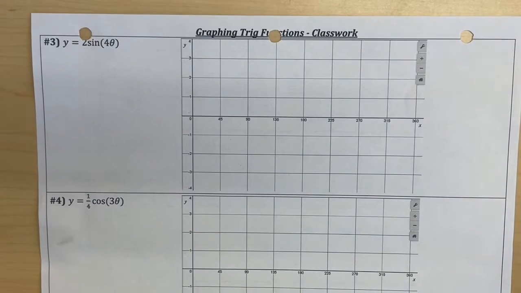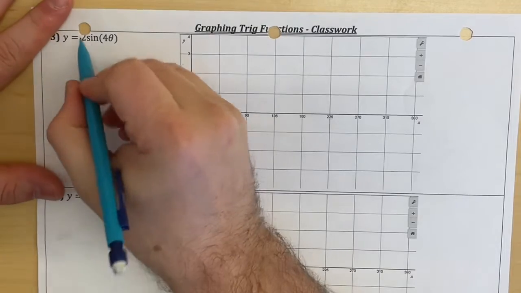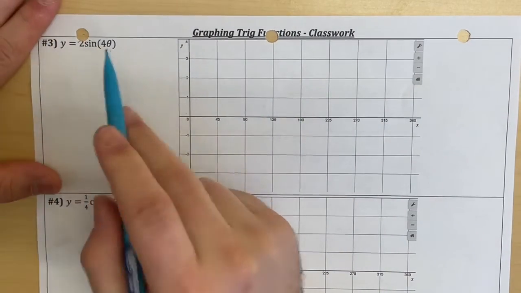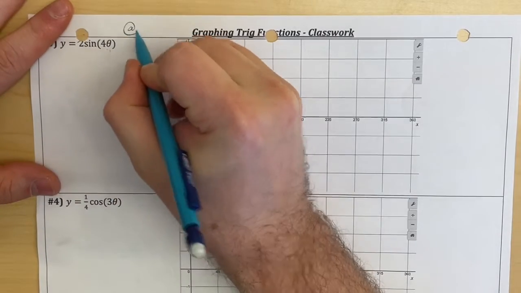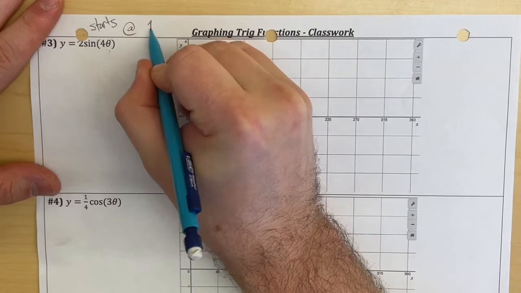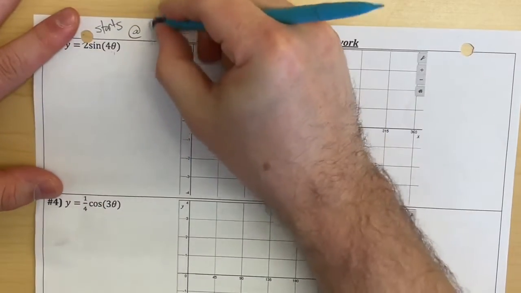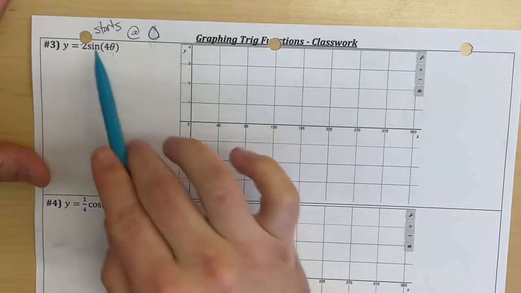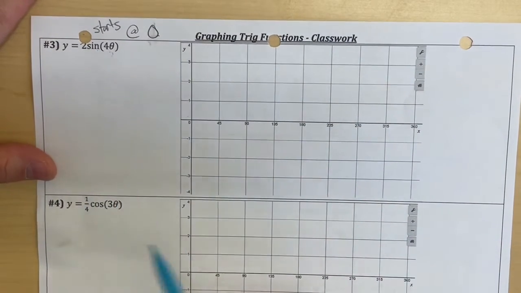All right, so on the back, it has this first function, y equals 2 sine of 4 theta. So we're going to say it starts at 1. Nope, just kidding. It starts at 0 since we're talking about sine. So again, make sure you're seeing those two differences. Sine starts at 0, where cosine starts at 1.